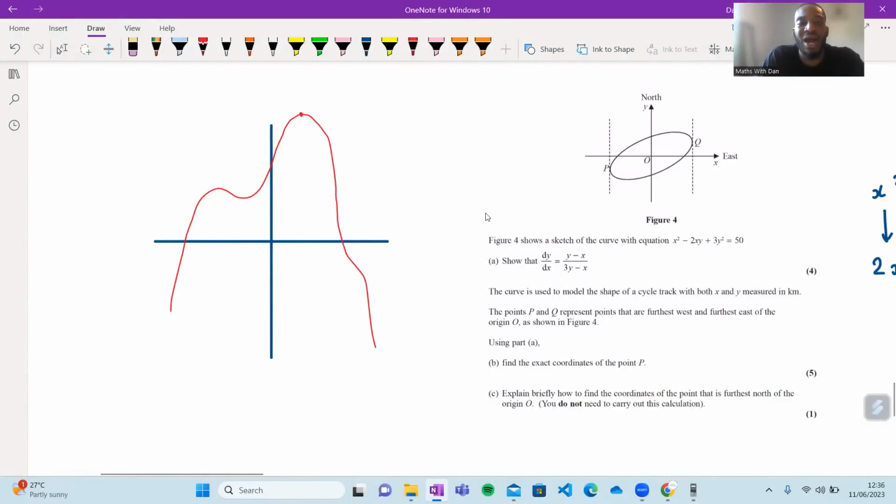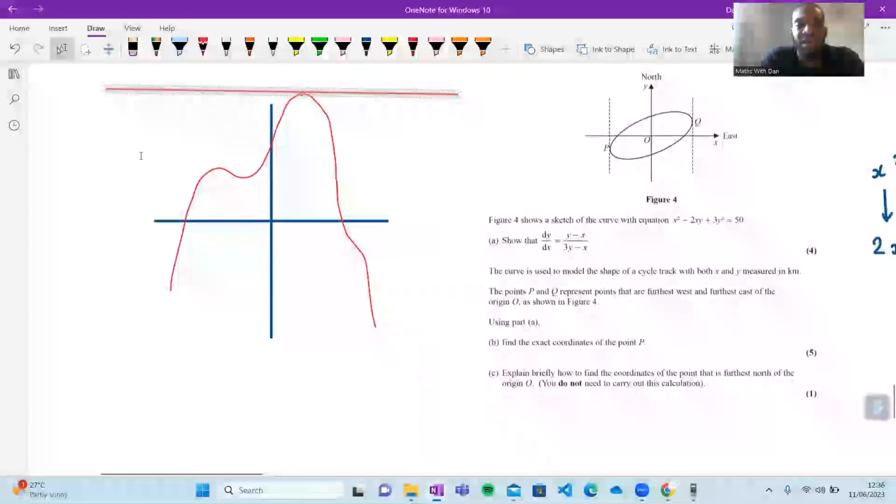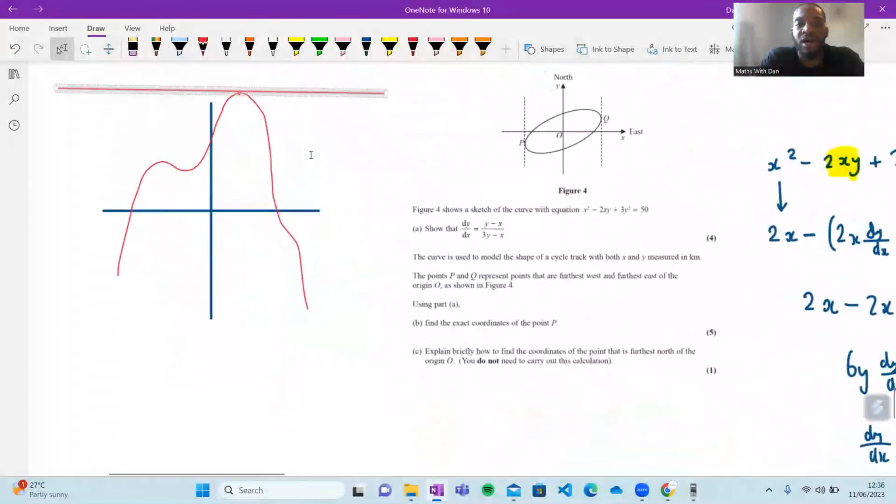Exactly, it's 0. But why is it 0? Because the tangent line at that point is horizontal, isn't it? So it's a horizontal tangent at the highest point. Now, what does that mean? We have vertical lines, don't we?